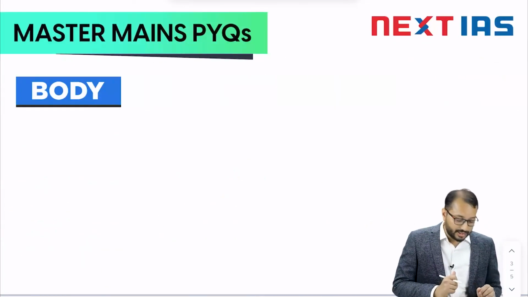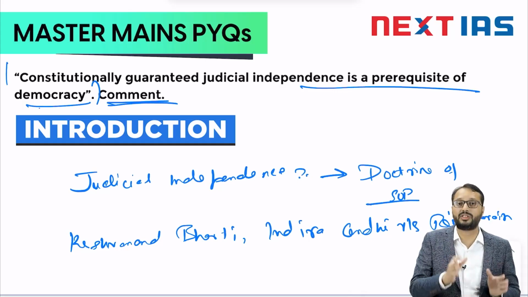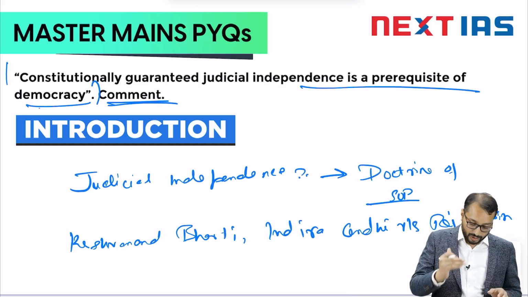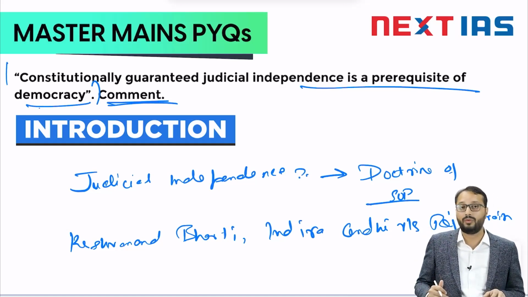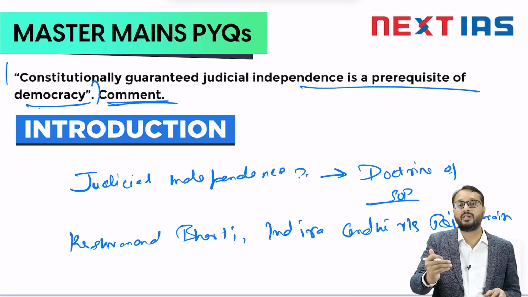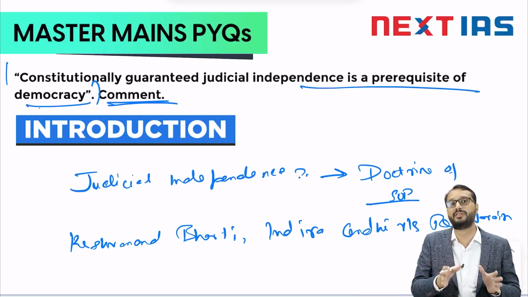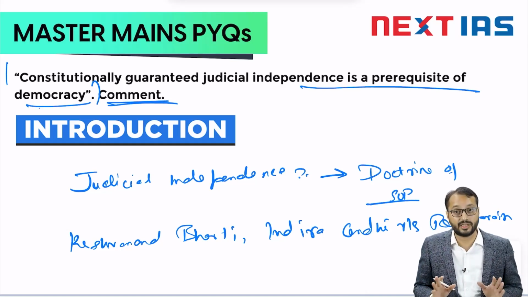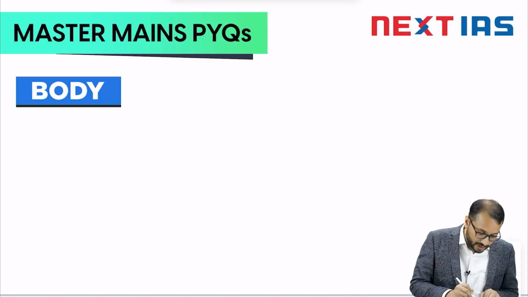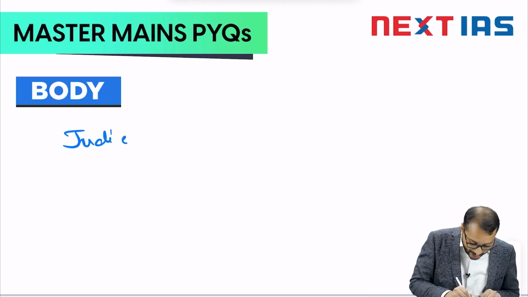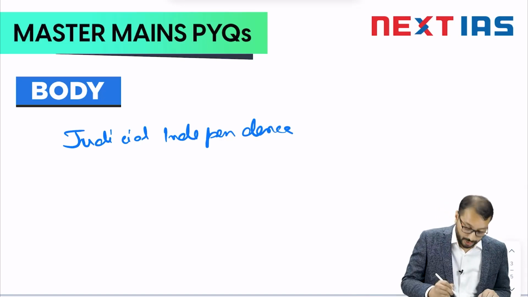Now, the body of the answer, again, you have to come back. You have to look at the question very, very closely. If you look at the discourse, there are two ideas that you can spot. The first is, the statement goes like, constitutionally guaranteed judicial independence is a prerequisite for democracy, right? Now, there is no debate on it. But then, how is the constitution ensuring judicial independence? That is the first question. And how is judicial independence prerequisite for democracy? That is the second idea that is present in the question. So, clearly we can identify two parts in the body, and the first part of the body is judicial independence. You need to establish that judicial independence is located in the Indian Constitution.